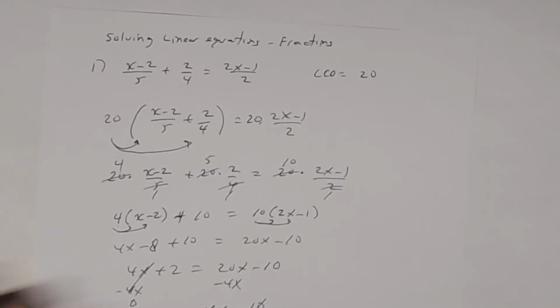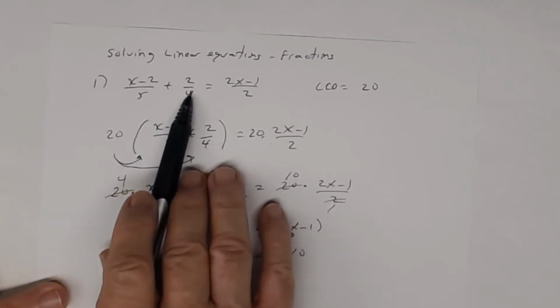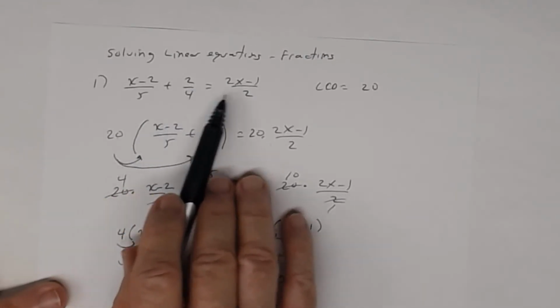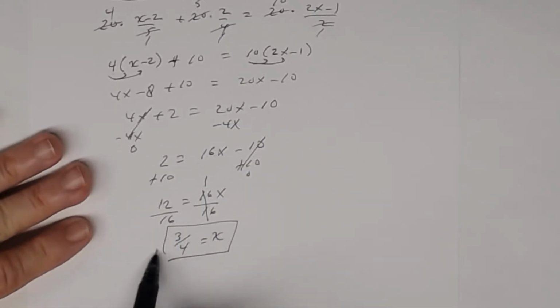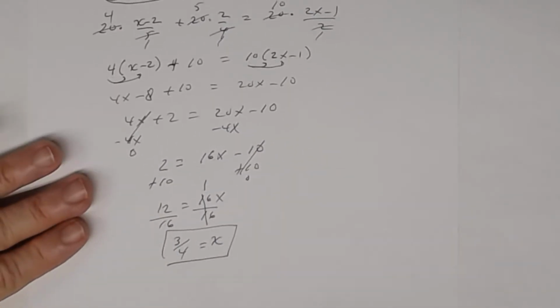All right, let's look at number 2. Oh, and by the way, if you had rewritten this right here as 1/2, that would have given you an LCD of 10, but you would have still ended up with the same answer in the end, okay?